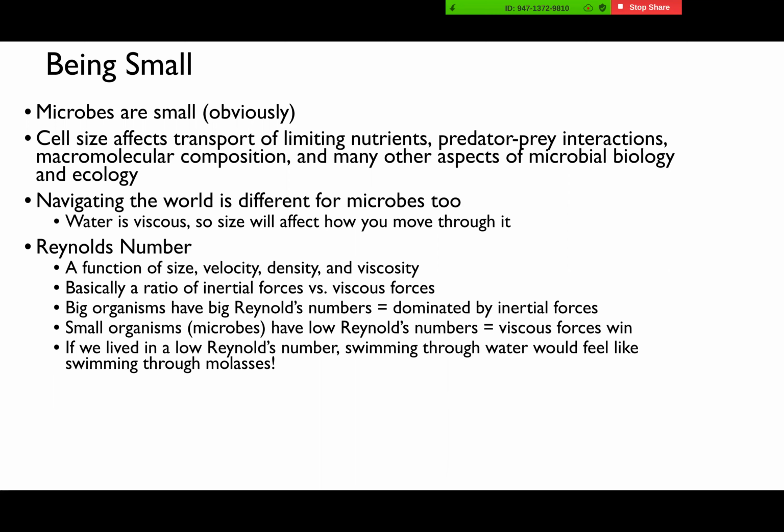When I jump into a pool or when you jump into the pool or the ocean, we could just swim right through it, right? But if you toss a microbe into water, water is very viscous to them. And so the size of the microbes, because they're small, affects their capacity to move through water. This leads us to this idea of a Reynolds number. A Reynolds number is a function of size, velocity, density, as well as viscosity. And it's basically a ratio of the internal forces, so the forces of the microbe, versus the viscous forces.